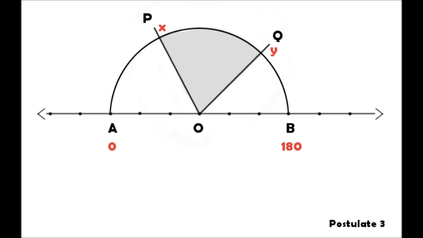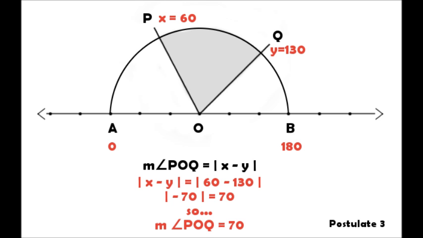Now if we draw two more rays, let's call them P and Q, we can find the angle these new rays form with the point O by finding the difference between them. We use the absolute value again because the measures of angles do not have negative values. For example, the ray OP corresponds with 60 degrees and OQ corresponds with 130 degrees. The difference between them is 70, which is a measure of the angle.